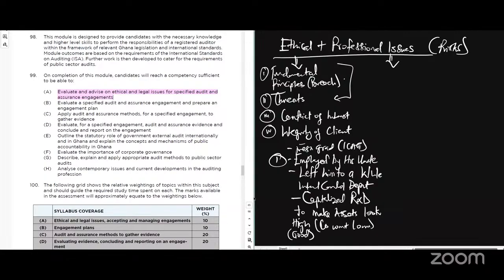So for instance, if I'm identifying ethical issues, the first thing is: what went wrong? Are you guys following? What is wrong? And this applies to every paper, not only audit and assurance, even tax. What went wrong? The guy has actually capitalized R&D. True or false? Let's solve it together. He capitalized R&D. That is one of the things that went wrong. It is so. Okay. What is the right thing to do?